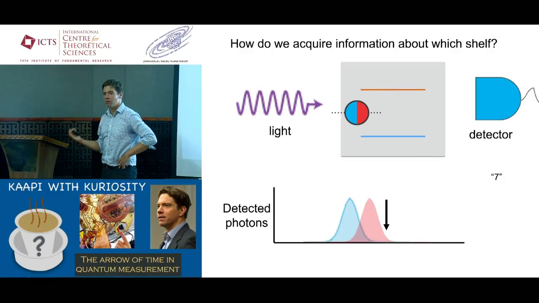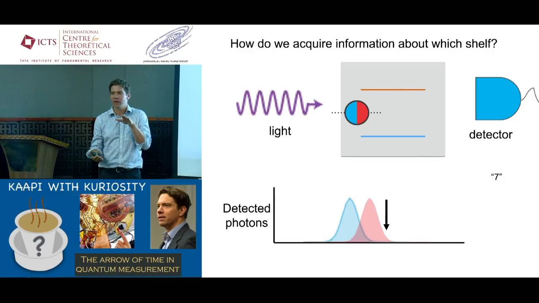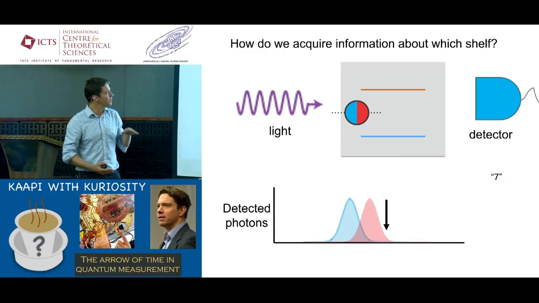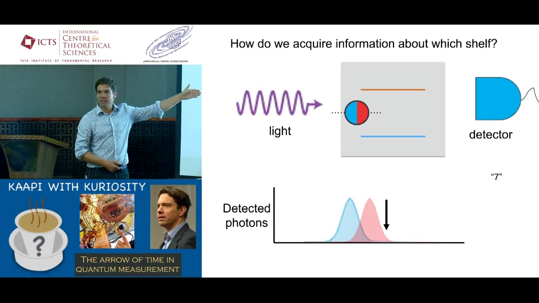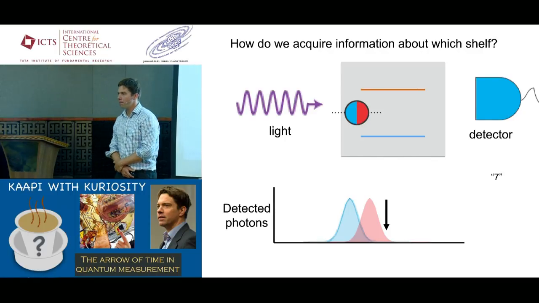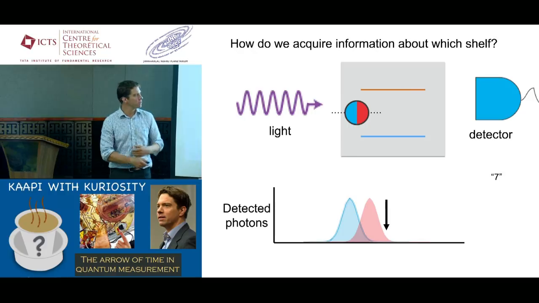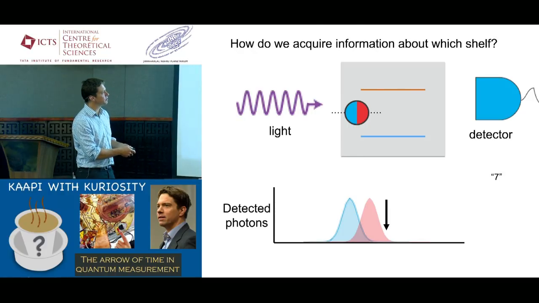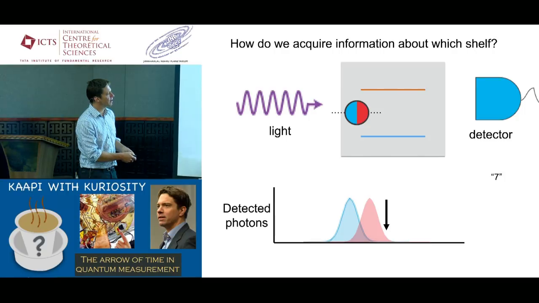When we apply that half pulse, we create the superposition of top shelf and bottom shelf. And we send in the light, and we see how many photons we detect in the first 1 second. And we detect 7 photons. Okay? So for reference, here's my distribution. This is what I get when it's on the bottom shelf. This is what I get when it's on the top shelf. So 3 photons on average, 5 photons on average. This is 7 photons on average.